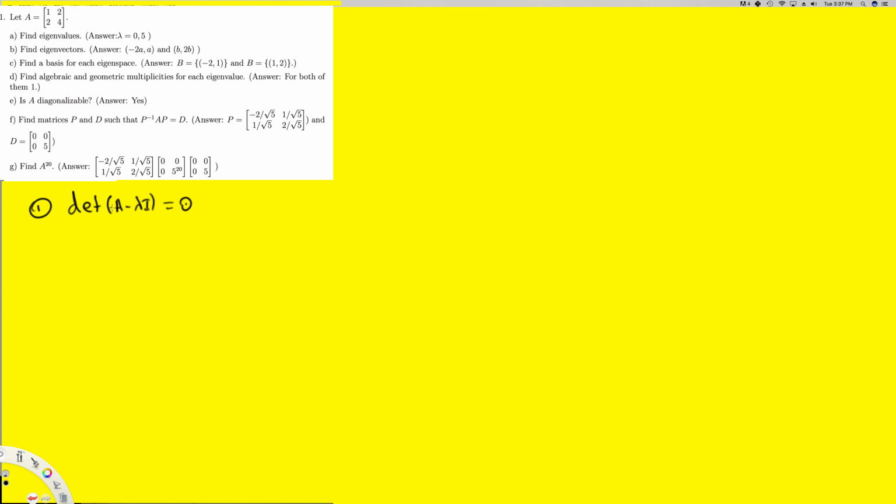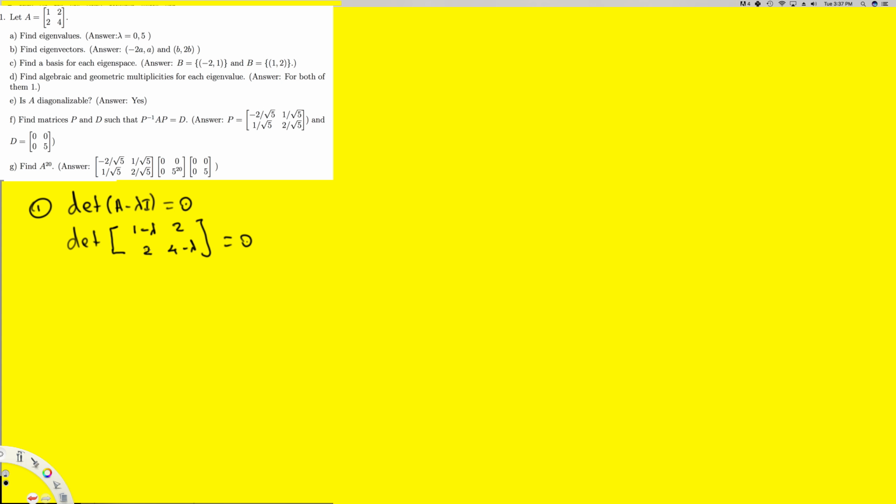If I calculate this, the determinant of A means this matrix right here, and lambda I is the identity of this 2 by 2, so it's going to be 1 1 0 0. That's the identity. If I multiply the identity by lambda, I will have lambda in these two corners. If I subtract this from A, I will have 1 minus lambda, 2, 4 minus lambda, and that is equal to 0.